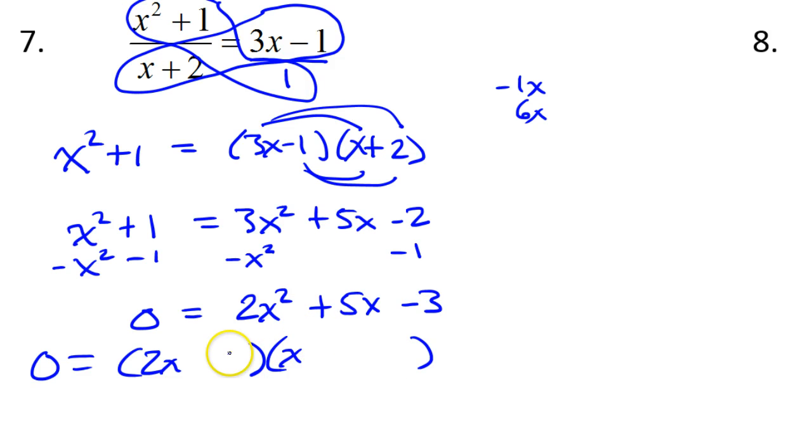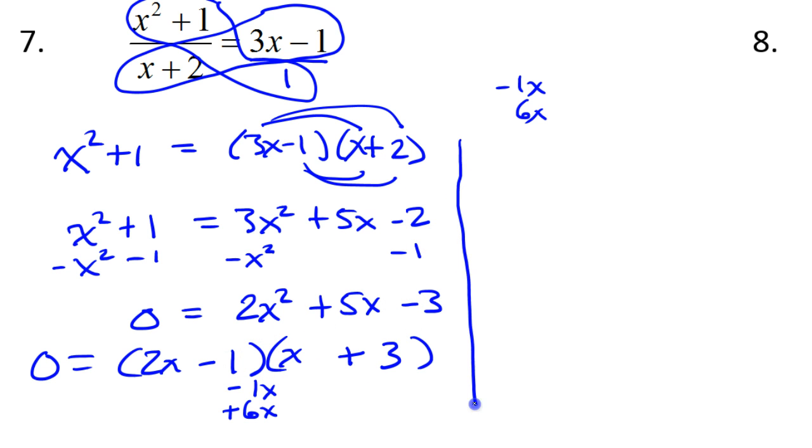So instead, I'll try it the other way, with 1 here and 3 here. Inner plus outer equals middle. So inner I have 1x, outer I have 6x. To get a positive 5, I need a negative 1 and a positive 6. So there's my negative 1, and this will give me positive 6. This time, negative 1 times positive 3 is negative 3. So that's how you factor this. To get these solutions, I need to set these equal to 0. So 2x minus 1 is equal to 0, and x plus 3 is equal to 0.